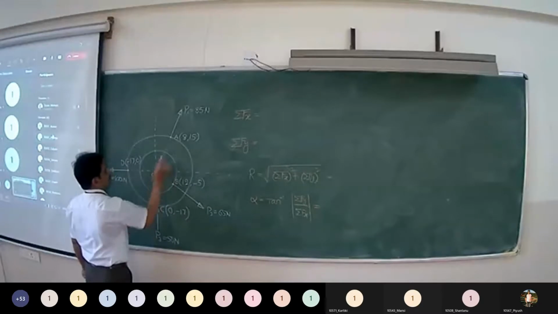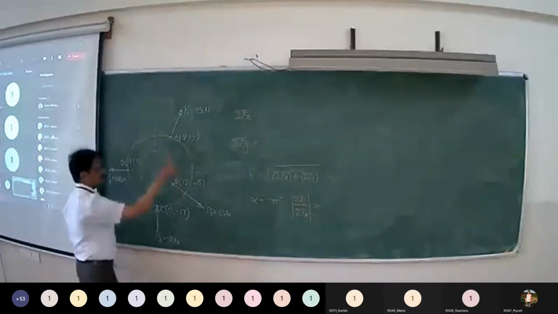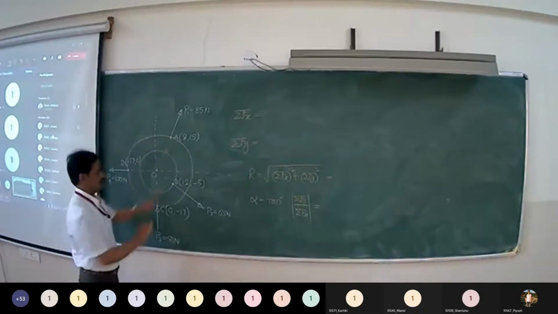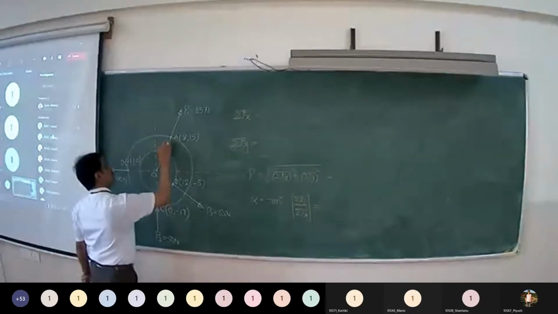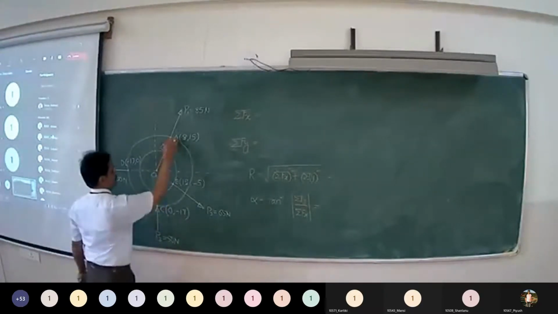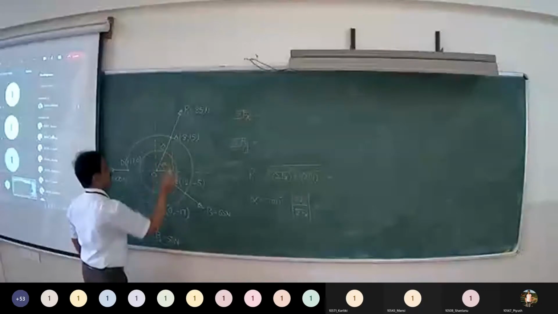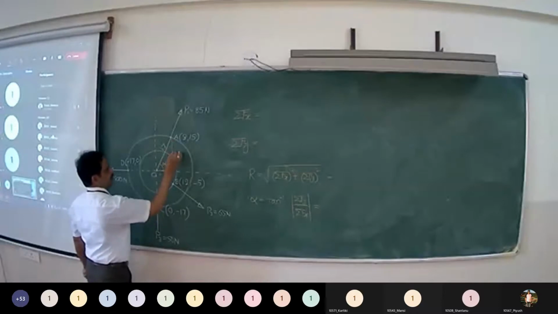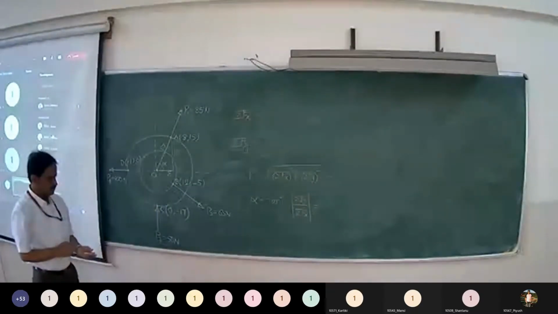See here, this P1 is acting at point A, which is on the outer ring. The diameter of the outer ring is 34 centimeters. So the distance OA is 17, right? Say the direction is alpha. And what is the opposite side? That is the y coordinate, 15. And the adjacent, that is the x coordinate, is 8. Right?